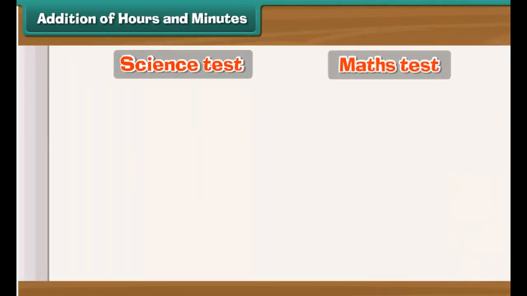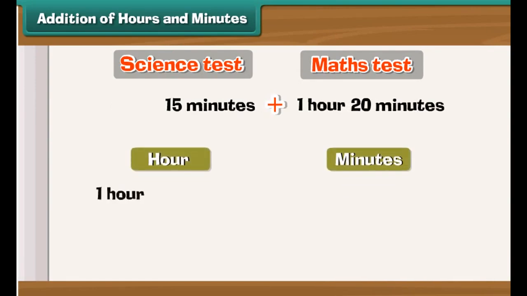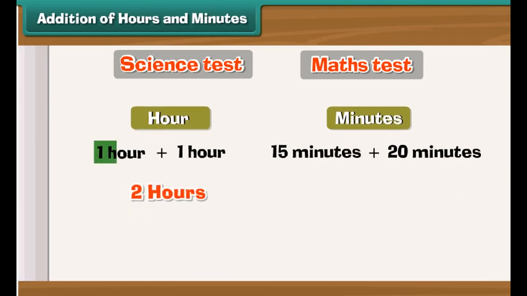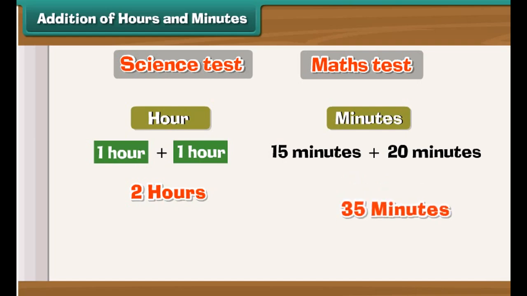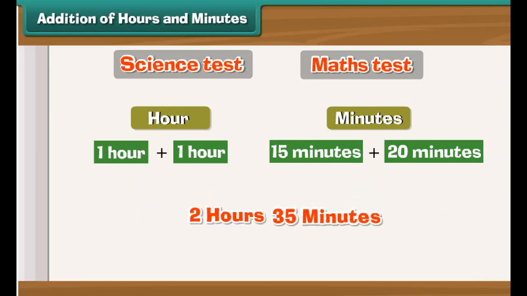To calculate the total time, we add the hours together and the minutes together. On adding the hours, we get 1 plus 1 hours. And on adding the minutes, we get 35, 15 plus 20 minutes. So the total time taken by Raju to write the 2 tests is 2 hours 35 minutes.